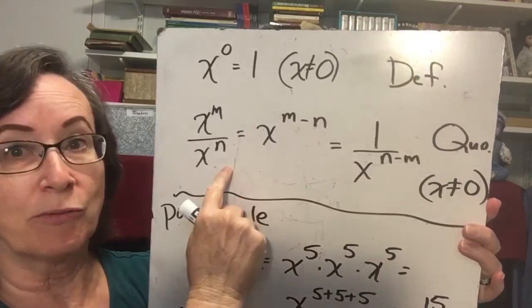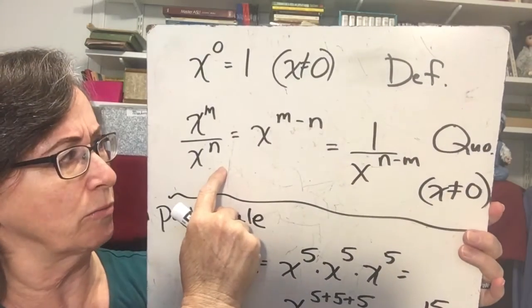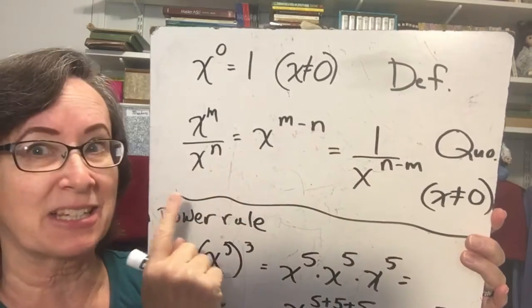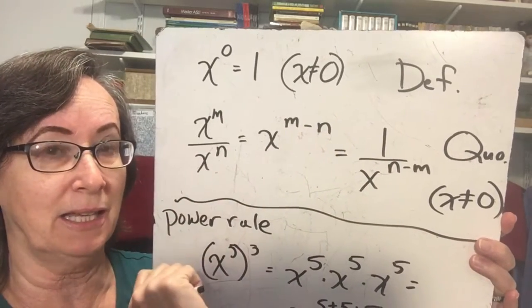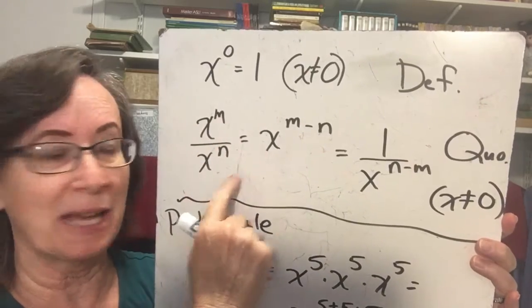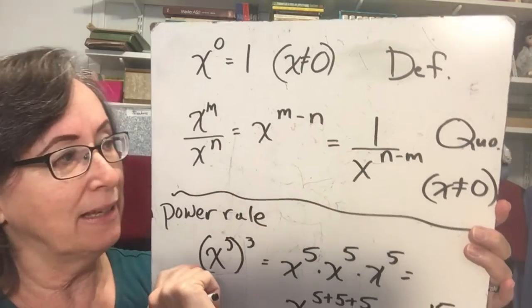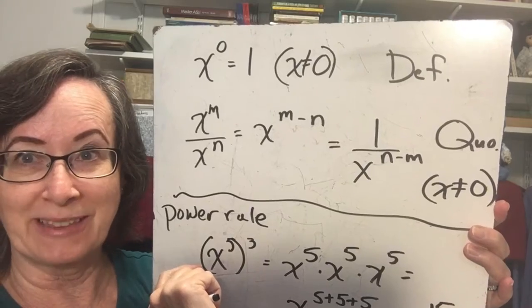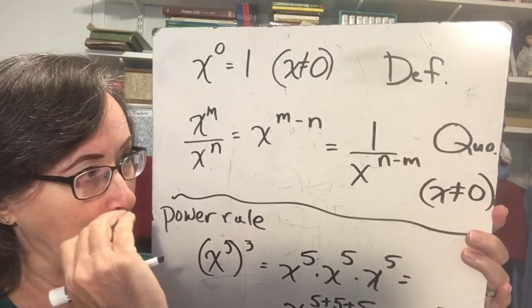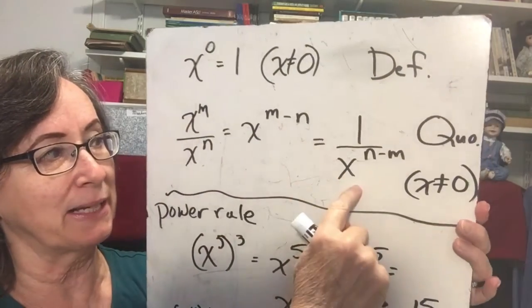x to the m over x to the n, this is our quotient rule, is x to the m minus n. Now, when we did x to the m times x to the n, it was m plus n. And now when we're dividing them, it's m minus n. And they're consistent rules, aren't they? When we multiply, we add. When we divide, we subtract the exponents.